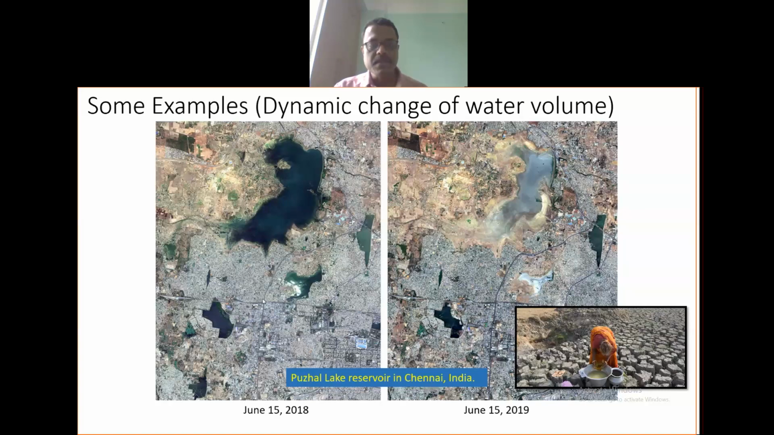On the left hand side of the screen, here you see the lake in its full capacity. It was in the year before 2019, in 2018. This is also the same satellite image. On the right hand side, it was captured on June 15, 2019, and you can see the problem. The reservoir or the lake is getting drier and drier, and then there is no water there.